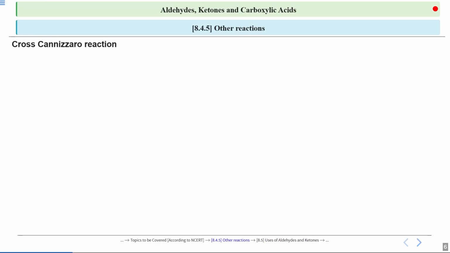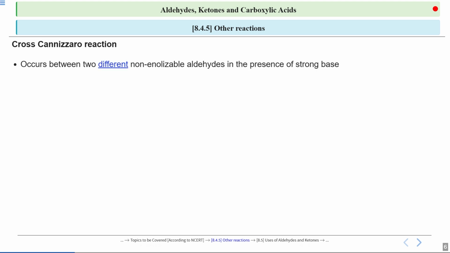Now we will talk about the cross-Cannizzaro reaction. Now what is this cross-Cannizzaro? From the word itself, you can understand what will be in this reaction. In the cross-Cannizzaro reaction, it occurs between two different non-enolizable aldehydes. In the self-Cannizzaro, there was the same non-enolizable aldehyde. Remember one important thing, it should be non-enolizable. That means it should lack alpha hydrogen.